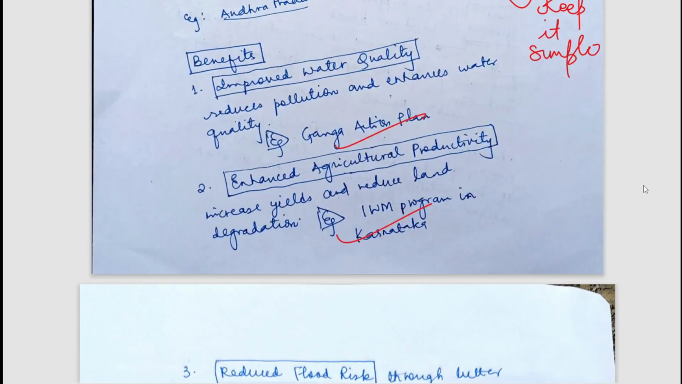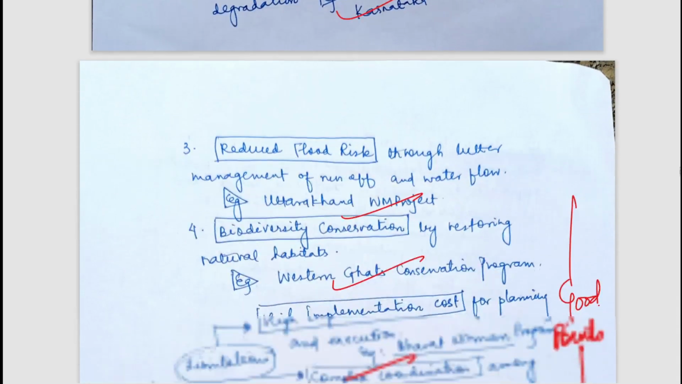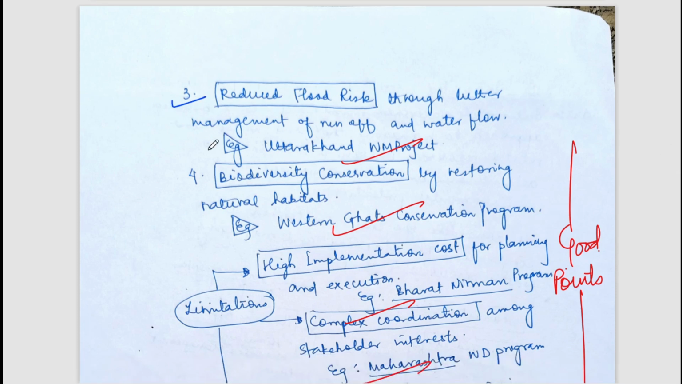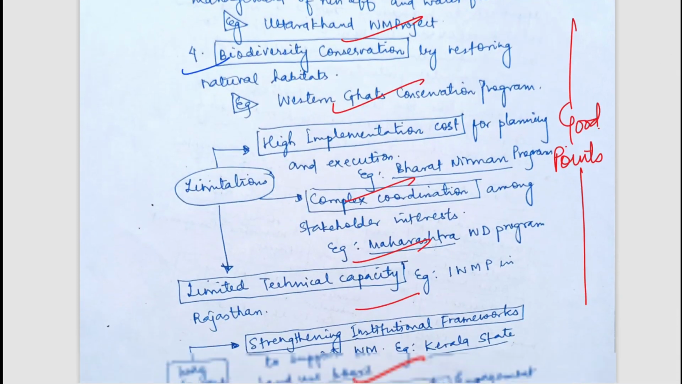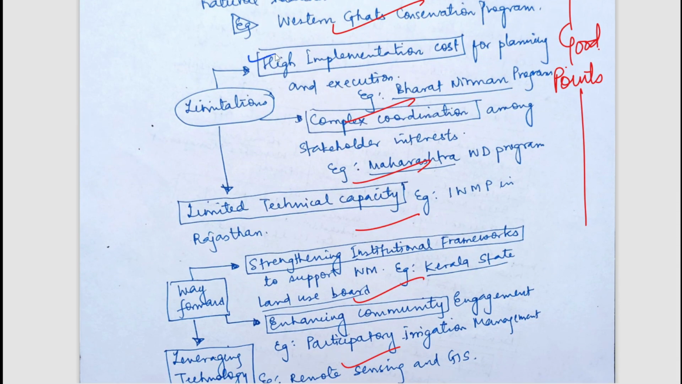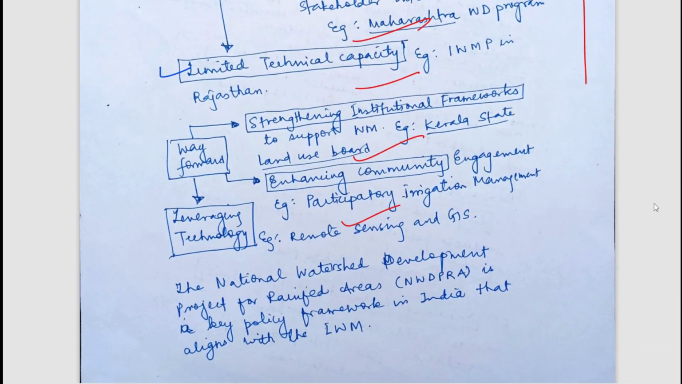Examples have been mentioned. Benefits have been mentioned, such as improved water quality and enhanced agriculture productivity. Other benefits have also been mentioned, such as reduced flood risks and biodiversity conservation. Limitations have been mentioned, that is, the major limitation is that the implementation cost is high, it is complex to coordinate, and there is limited technical knowledge or capacity, especially in India and in rural areas. Way forwards have also been mentioned. So a very well written answer. You can pause and read it in detail, as I have to discuss a lot of questions, and discussing each and every point will take a lot of time. So please pause and read it, and use these points to your advantage.